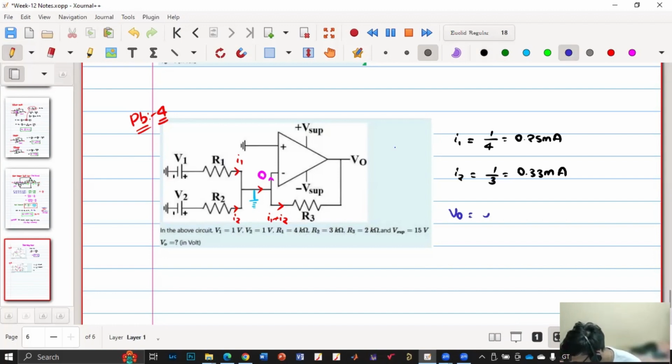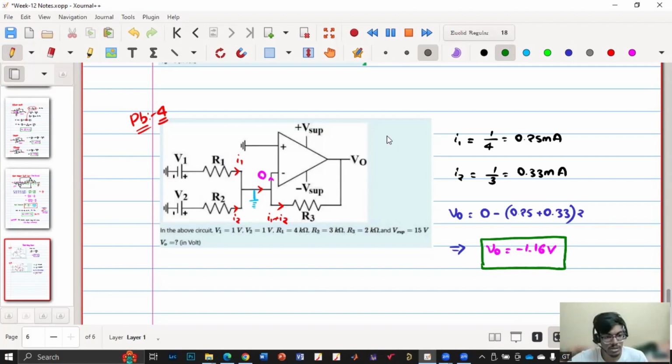V naught is equal to 0 minus this current into resistor, right? So minus (I1 plus I2) into R3. So 0.25 plus 0.33 into R3, which is 2K. If you calculate, 1.16. How much are you getting? Minus 1.16 volt. So this is our V naught.